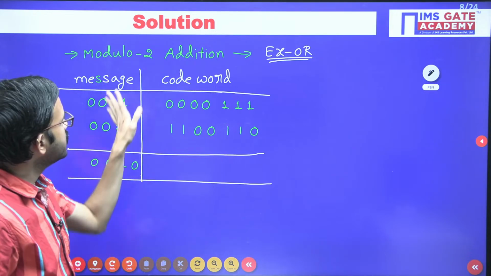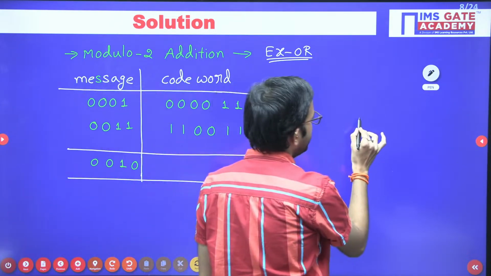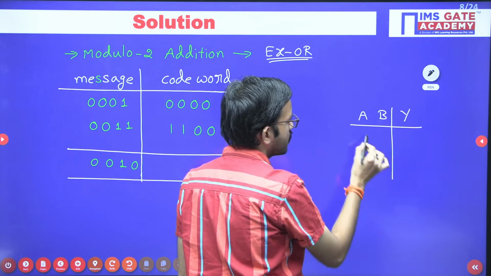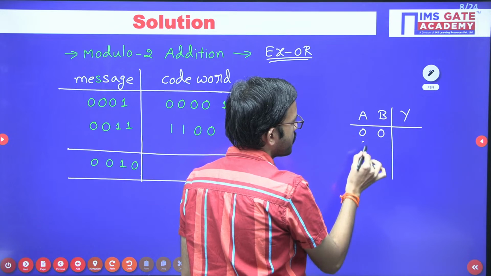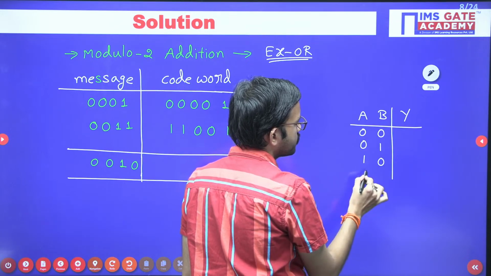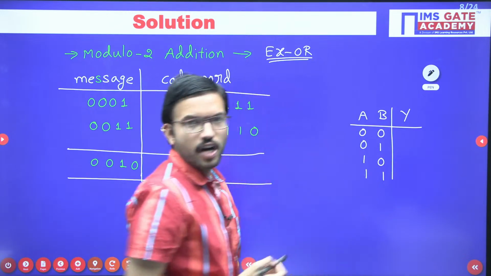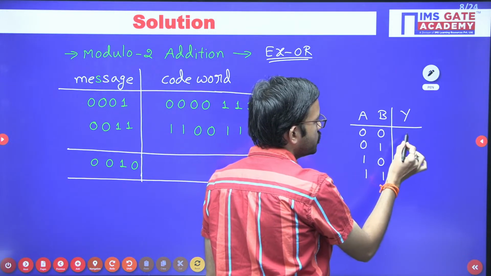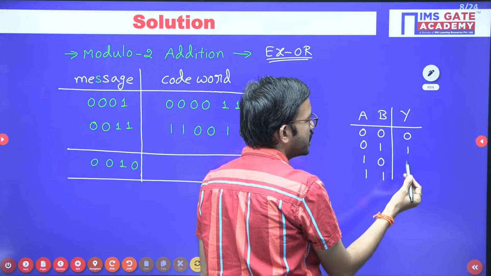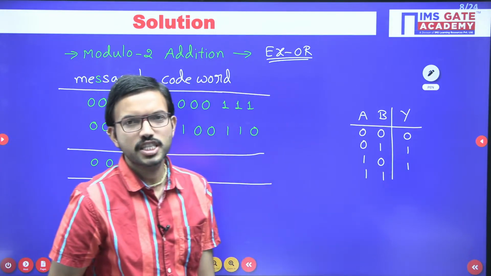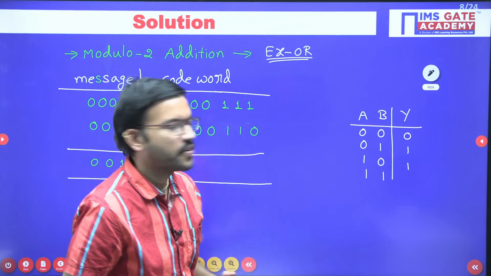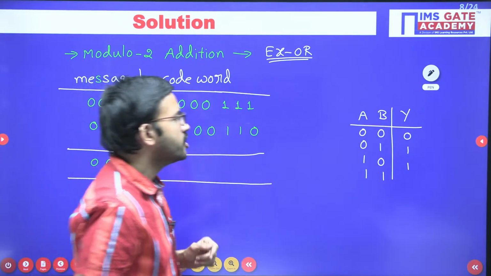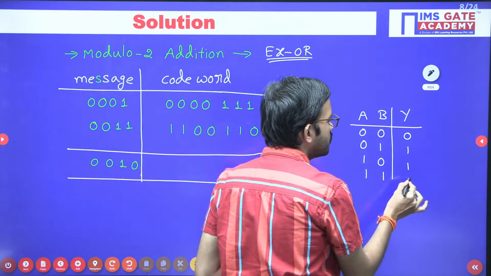Okay, for easy understanding, I will write here. When you are performing normal addition, here you will get 0, here you will get 1, here you will get 1. In the last case, you will get 2. 2 is nothing but 1 0. That is the normal addition. But here we are mentioning modulo 2 addition. Modulo 2 addition means we are considering only the sum digit but not the carry.